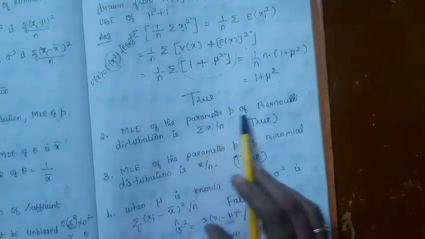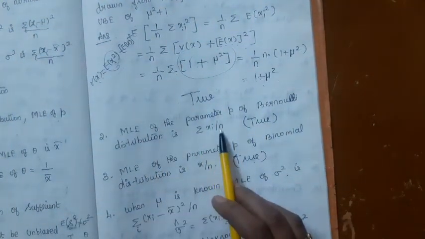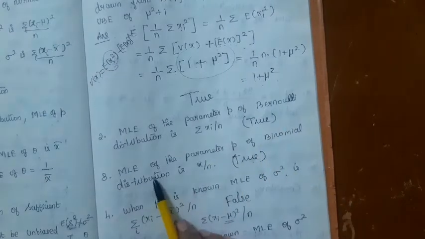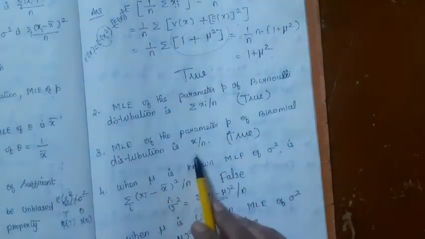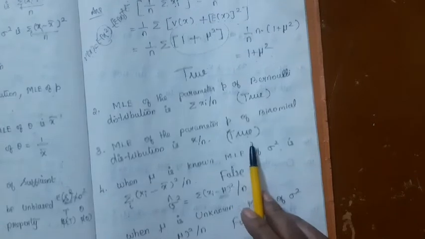Next question: MLE of the parameter P of Bernoulli distribution is this. It is true. And MLE of the parameter P of binomial distribution is x by n. Yes, that is also true.